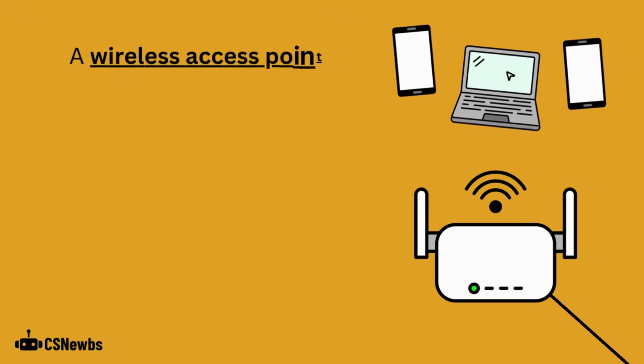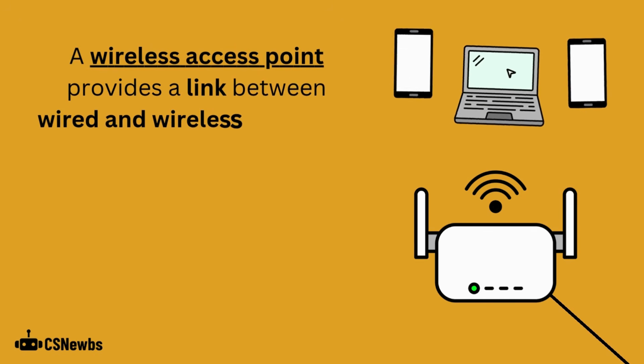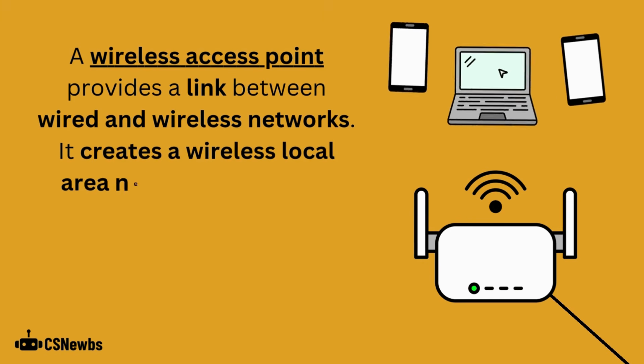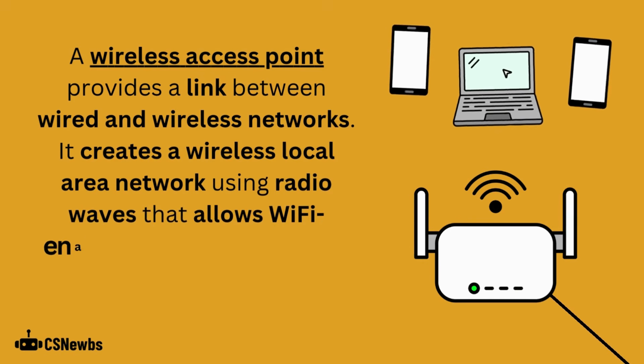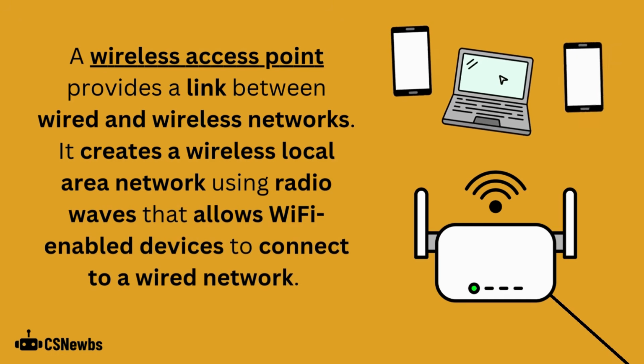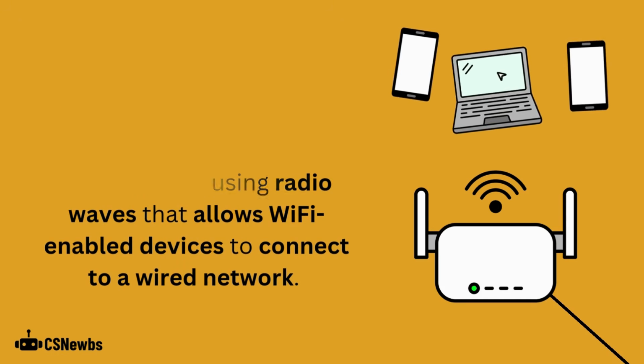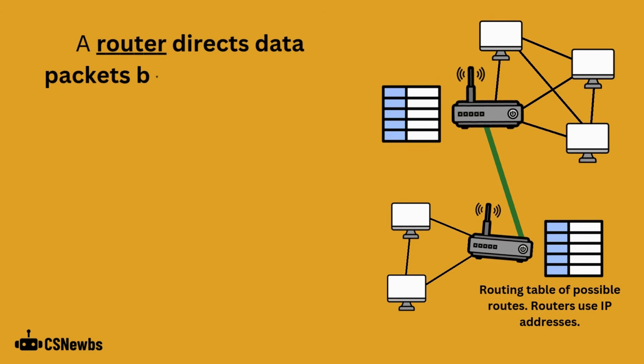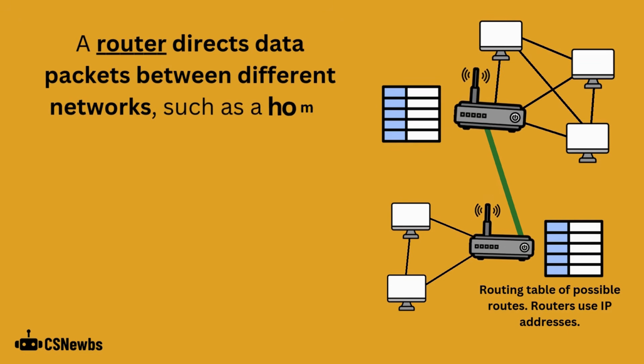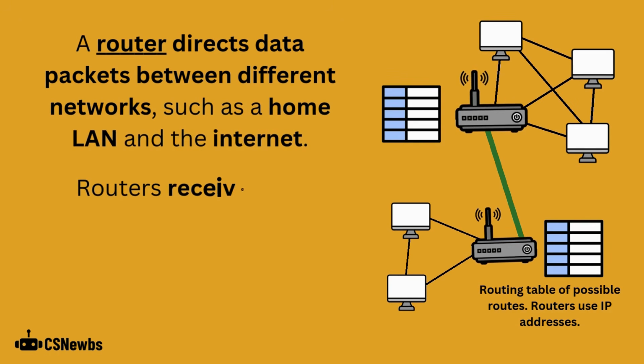A wireless access point provides a link between wired and wireless networks. It creates a wireless local area network using radio waves that allows Wi-Fi enabled devices to connect to a wired network. A router directs data packets between different networks, such as a home local area network and the internet.